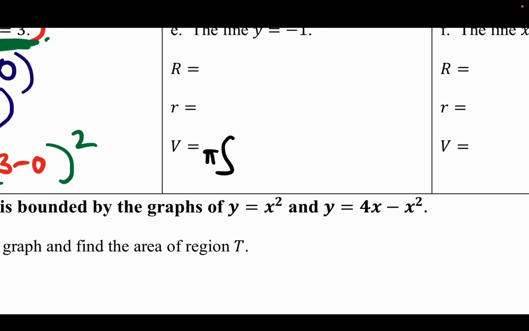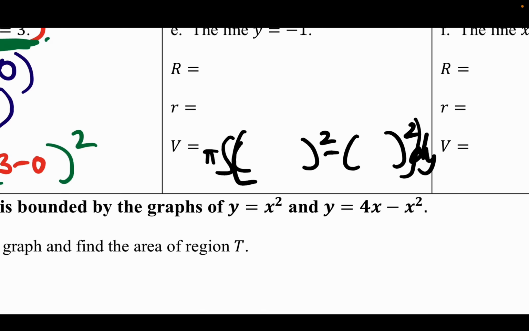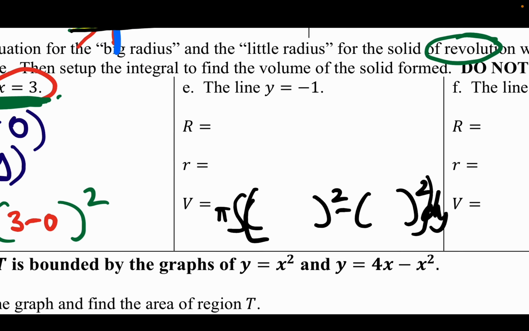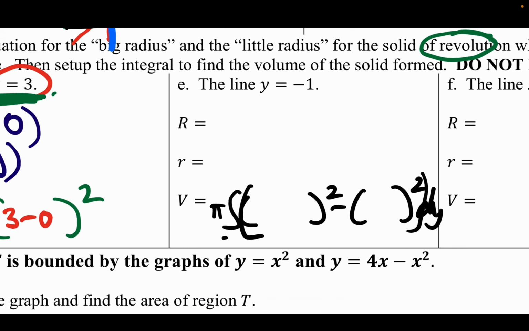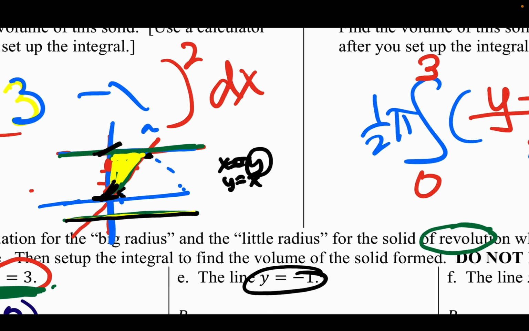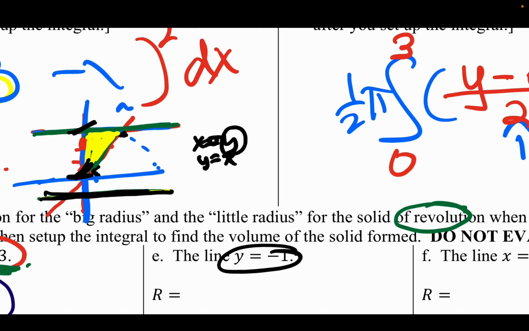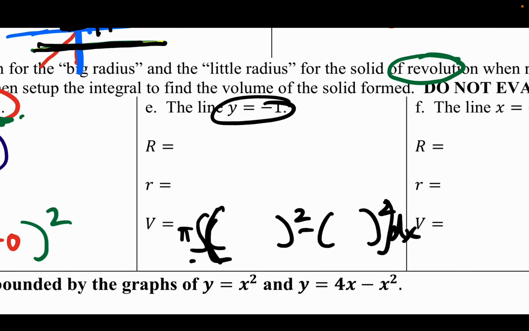So I'm going to have pi integral squared minus squared dy. I want my y's. I already know my y's are contained from 0 to 3. I'm sorry, y equals negative 1. It's like the x-axis, so it's going to have a dx at the end of it. And I've got to see what my x-coordinates are. So I'm going to have to go across to where these meet, which also happens at x equals 3. So I'm going to go from 0 to 3.